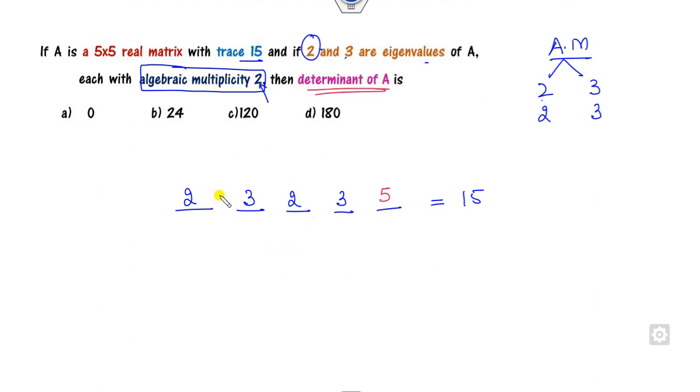So these are my eigenvalues. What is the product of the eigenvalues? Determinant of A is the product of the eigenvalues. So what is the product of the eigenvalues? 9, 18, 180 is the right answer of this problem.